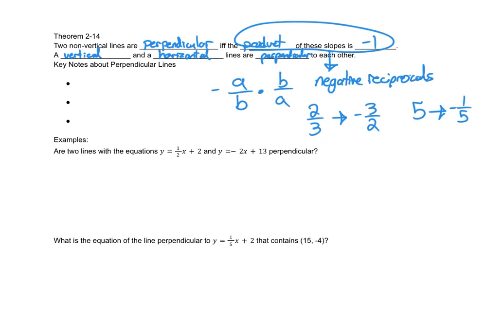So are the two lines with the equations y equals 1/2 x plus 2 and y equals negative 2x plus 13 perpendicular? So we just look at their slopes. 1/2 and negative 2. If I multiply these two together, I will get negative 1. And if we write that over 1, we can see clearly that that is a negative reciprocal.